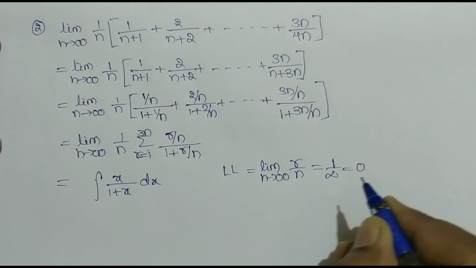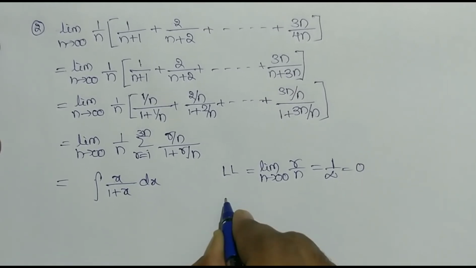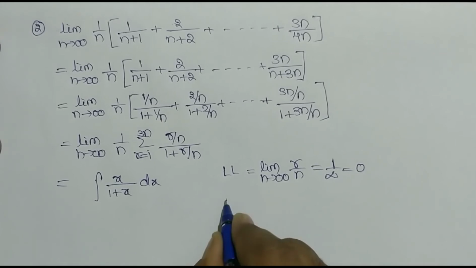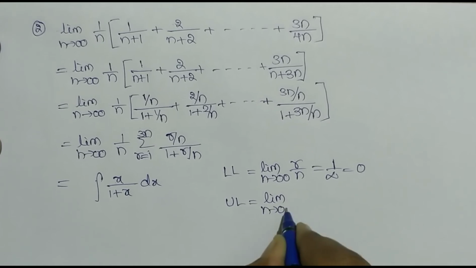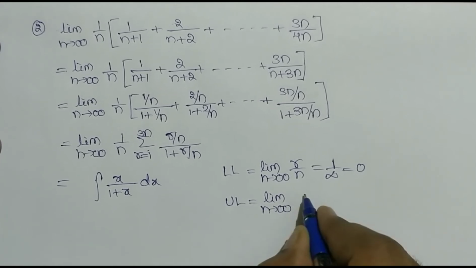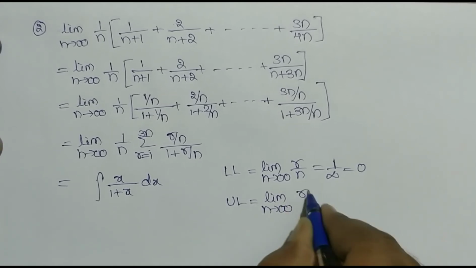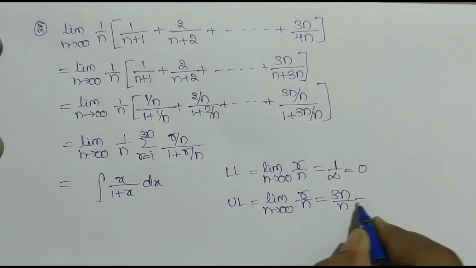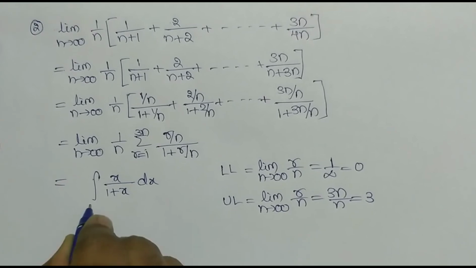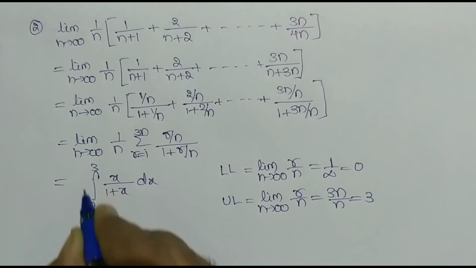It will become 0. Now lower limit, upper limit, limit n tends to infinity, r by n. The highest value of r is 3n, so 3n by n is 3. So it is 0 to 3.